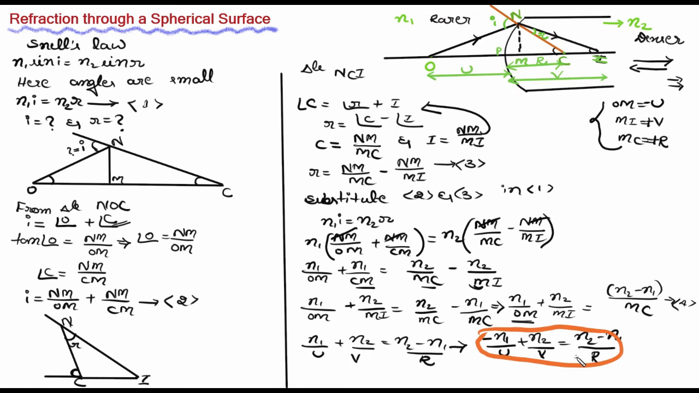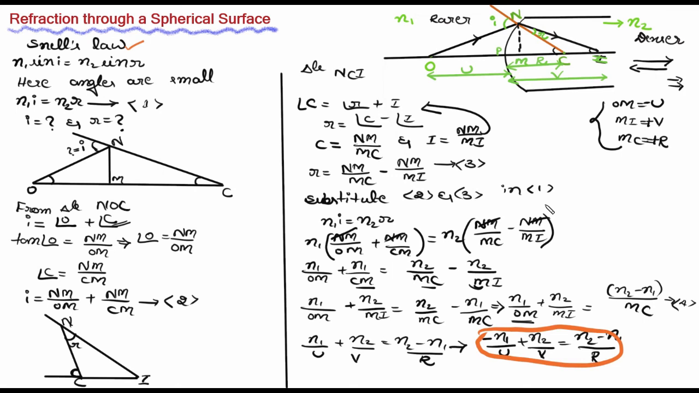Okay, so for this what we have to do? We have to consider Snell's law first, n1 sin i equals n2 sin r. And here, since the angles are very small, put it as n1 i is equal to n2 r. Next step is, using the property of exterior angles of a triangle, you can calculate the values of i and r. So from these two triangles we have calculated the values of i and r.